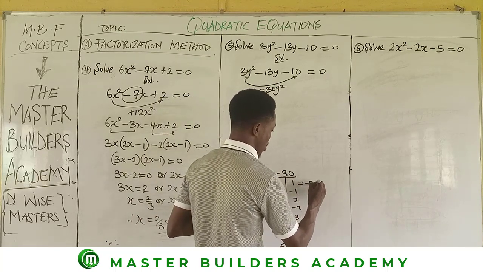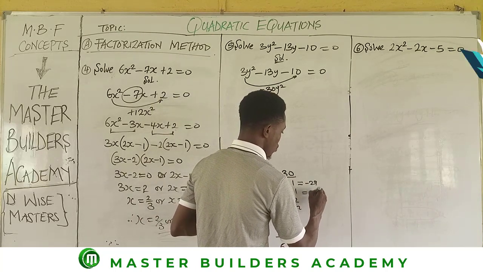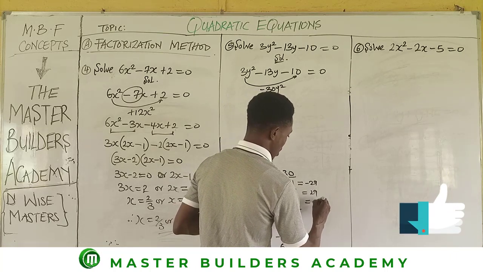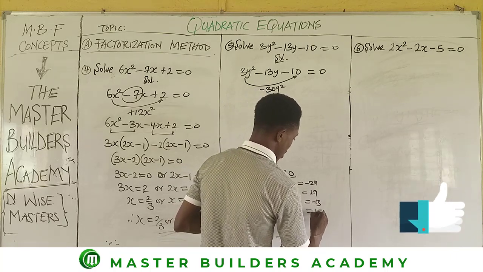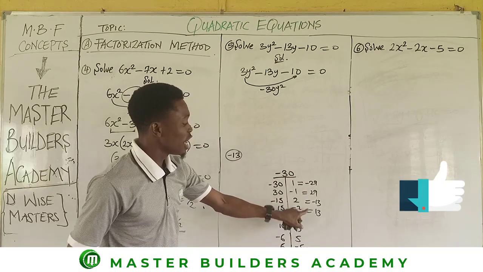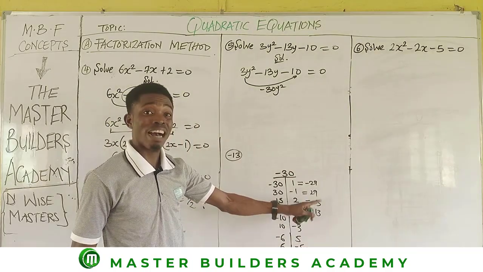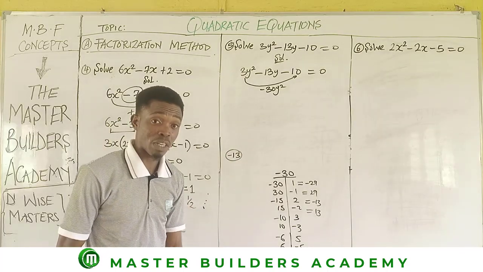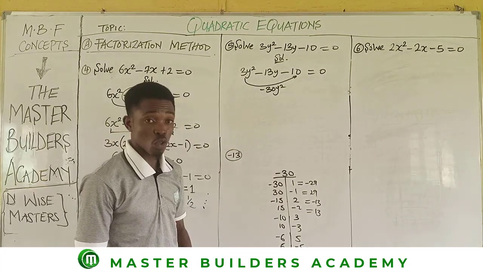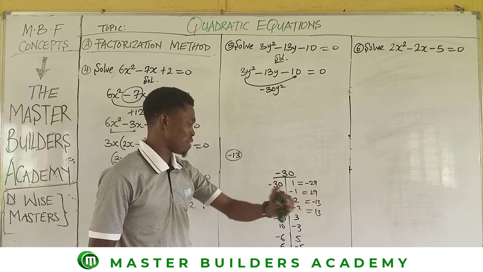So this will give us minus 29, this will give us positive 29, this will give us minus 13, and this will give us 13. Guys, I don't need to waste my time. If you keep adding every other thing that you have here, you are not going to have minus 13 again. You only have minus 13 once among all these factors, right? Now we have already got to minus 13, so I will leave out the others.